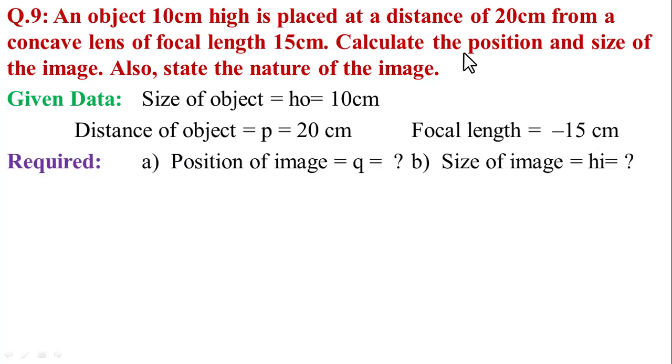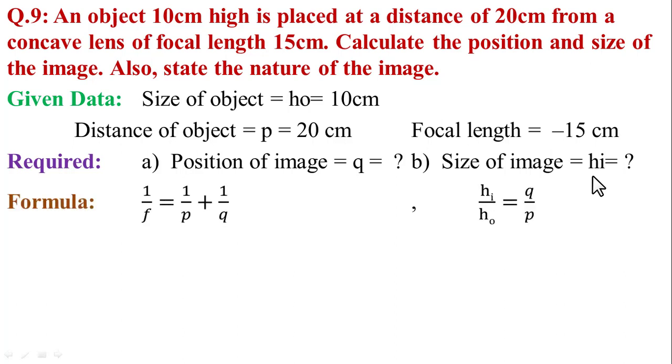Now required: calculate the position of image q, calculate the size of image hi, and in the last state the nature of image. First of all, in part A we use the formula 1 over f is equal to 1 over p plus 1 over q, and to find the image size we use the formula hi over h naught is equal to q over p.